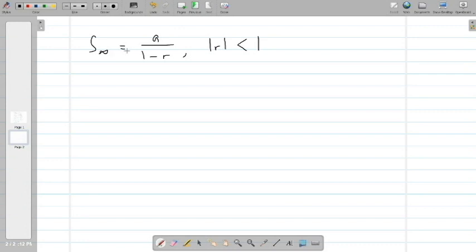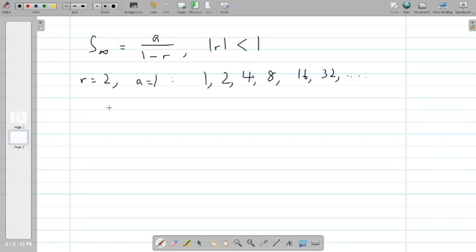Because otherwise, we're going to get weird things. Let's see what happens if we ignored this rule. That means, let's say r was equal to 2. Well, that means if we started, let's say a was 1, we would have this progression: 1, 2, 4, 8, 16. Basically, the powers of 2 increasing forever.